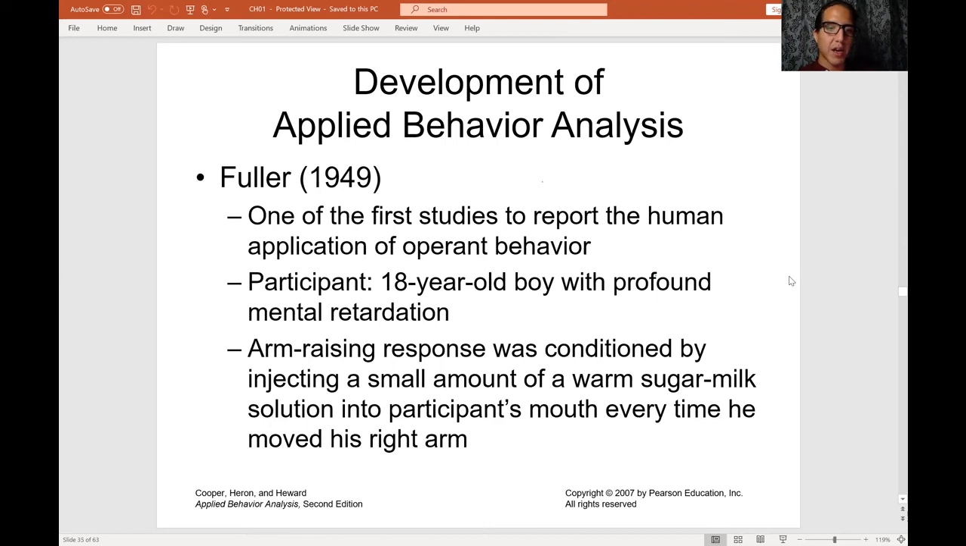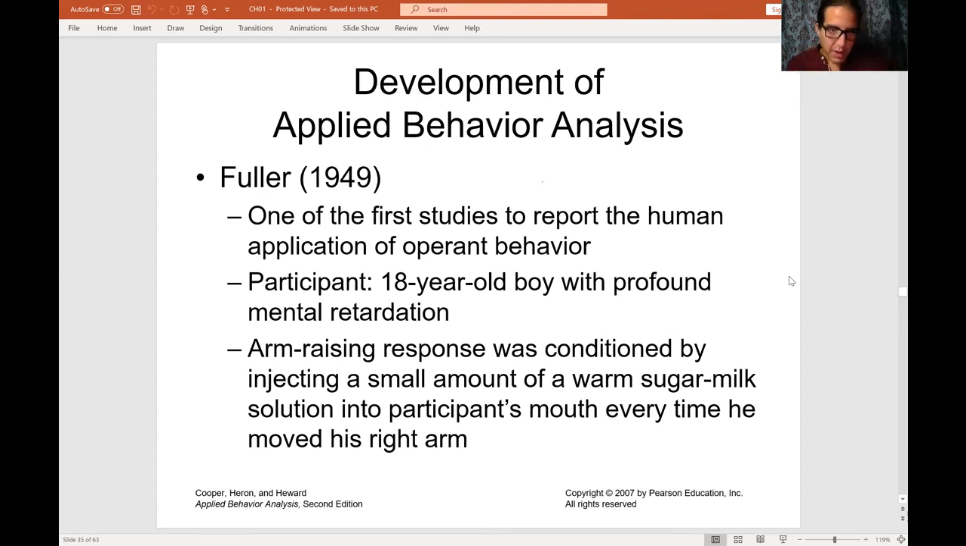Fuller in 1949 conducted a study to report the human application of operant behavior. And this was the first time that applied behavior analysis did a study. Basically, they had a participant, an 18-year-old boy with profound mental retardation. Remember that at that time, mental retardation was a diagnosis. They used that word, and now it has a very negative connotation, and people use it to make fun of other people.